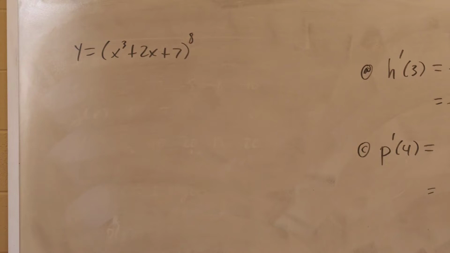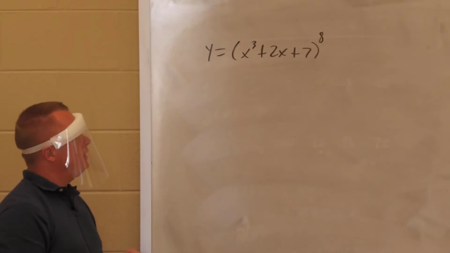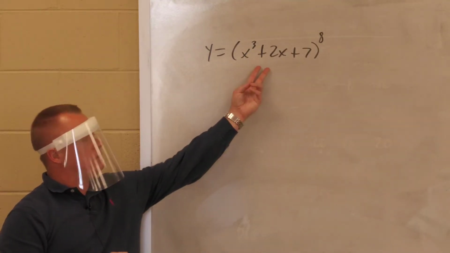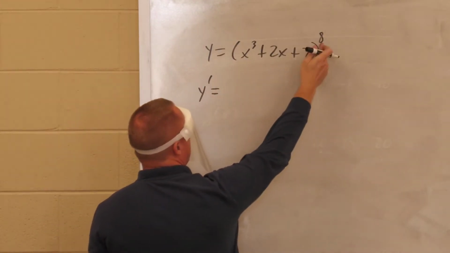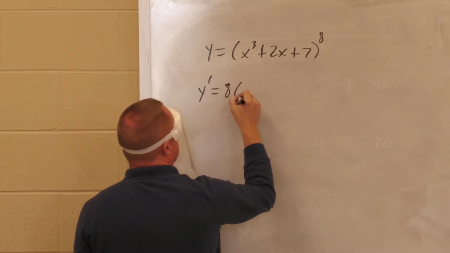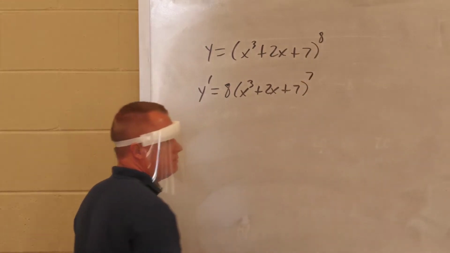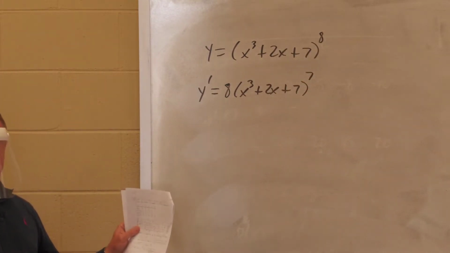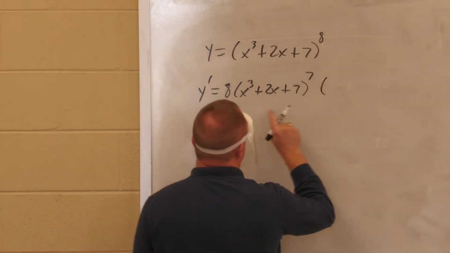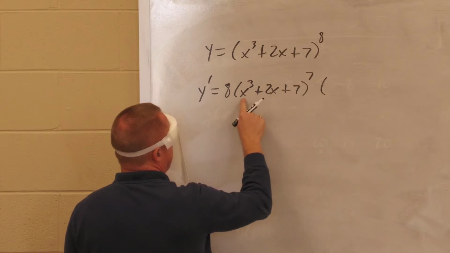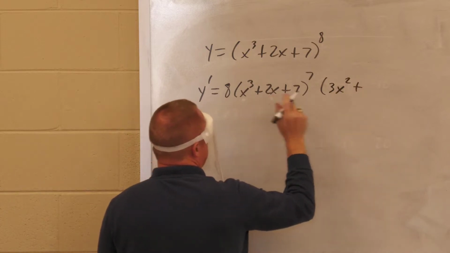We have an outside function, an inside function. What is the outside function? Power of 8. Inside function is that x cubed plus 2x plus 7. So the derivative, power rule, 8 times 1 is 8. Subtract 1 from the exponent. Okay. That's the derivative of the outside. Multiply times the derivative of the inside. Well, the inside, you got x cubed plus 2x plus 7. The derivative of x cubed would be 3x squared. Derivative of 2x is 2.